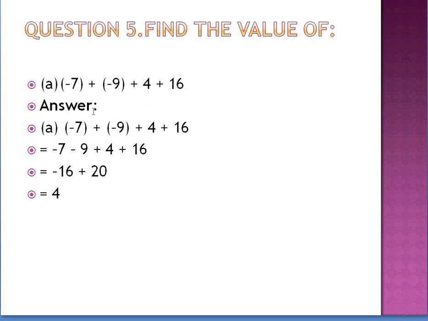Now question number 5, here you have to add this. So minus 7, minus 9. Here plus is there, remove this plus, so minus 9. Minus 7, minus 9, both are negative, add and put the minus sign. Both are positive, add and put the plus. And one positive, one negative, subtract.